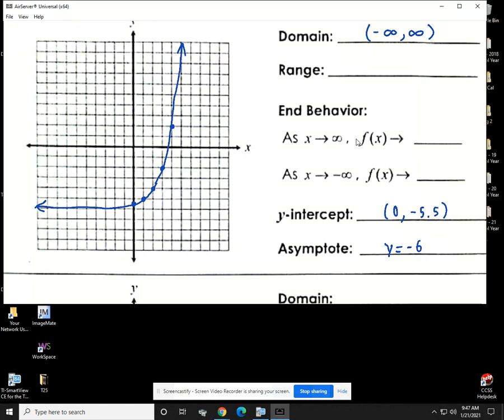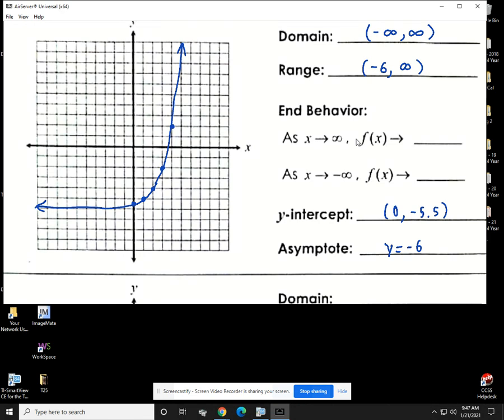Because my asymptote changed. That's why it had to change. So now, what could y equal? Everything from -6 and above. So my range changed from 0 to infinity to -6 to infinity. Okay? And that's why, because my asymptote changed.